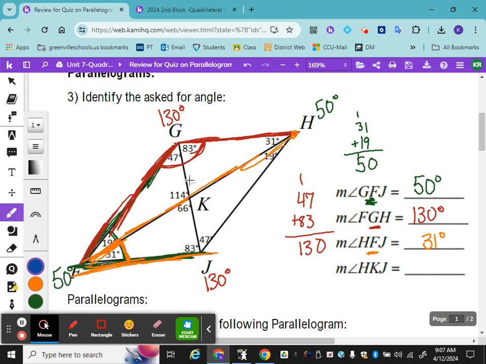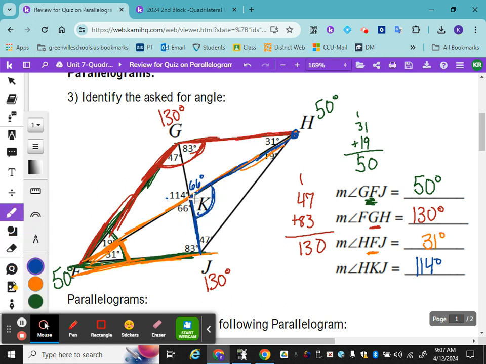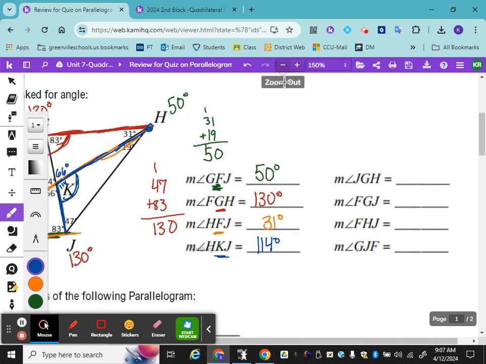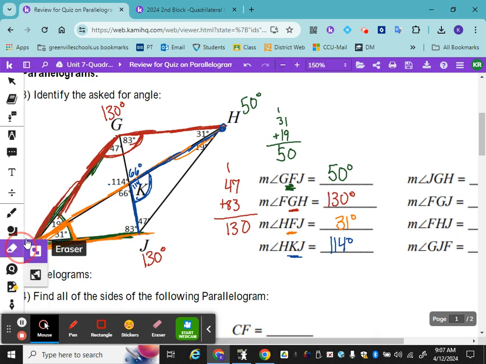HKJ. H to K to J. If this is 114, this is 114. Vertical angles. Same thing here. 66, 66. But connect your two lines. This is the angle I'm looking for. 114. Closest to K. I'm going to zoom out so we can see it. All right, I'm going to erase that color so we can start again.